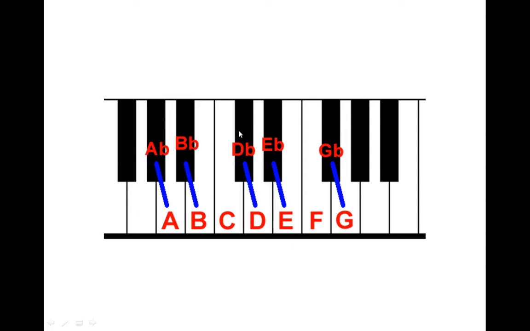So for example, this key right here can be C sharp because it's a 1/2 step up from C, or it can be D flat because it's a 1/2 step down from D. Deciding when to call that key C sharp or D flat has to do with the scale, and we'll talk about scales in a different video.